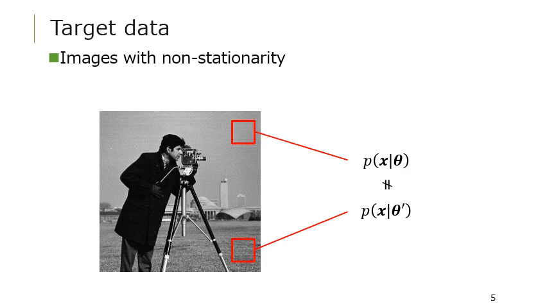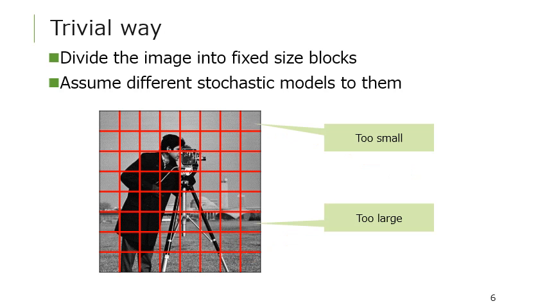Target data in this study is images with non-stationarity. For example, the stochastic model should be different between the region of the sky and the grass. A trivial way to represent this non-stationarity as a stochastic model is dividing the image into fixed-size blocks and assuming different stochastic models to each block.